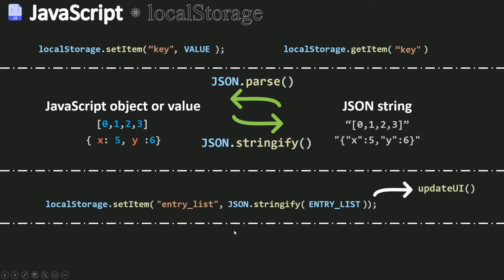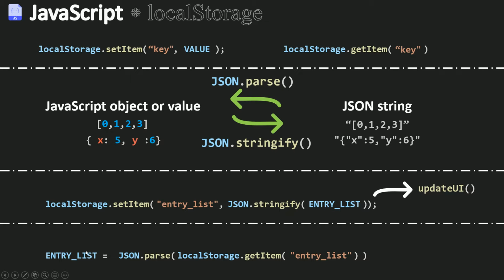Now, when the user comes back and runs our app later on, we need to get the items from the local storage using the getItem method that takes in the key, which is the entry list. Now this will return a JSON string, so we need to parse the data to convert it to a JavaScript array.